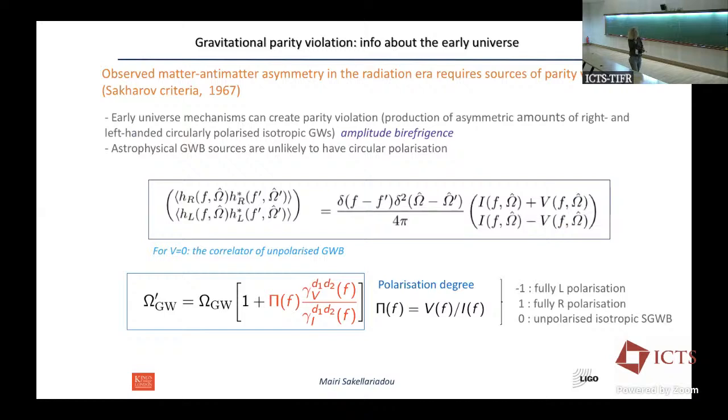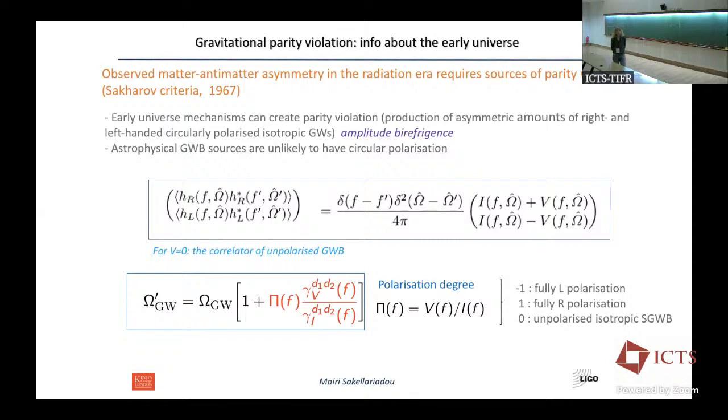Okay, now, parity violation. As you know, there is a matter-antimatter asymmetry in the universe. You have the Sakharov criteria. That means that at some point there could be an early universe mechanism that can give what is called amplitude birefringence, which means that you have an asymmetric amount of right and left-handed circularly polarized gravitational wave background, okay?